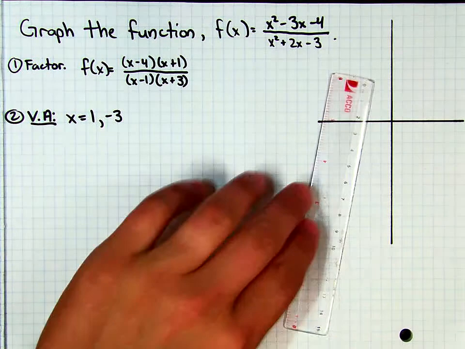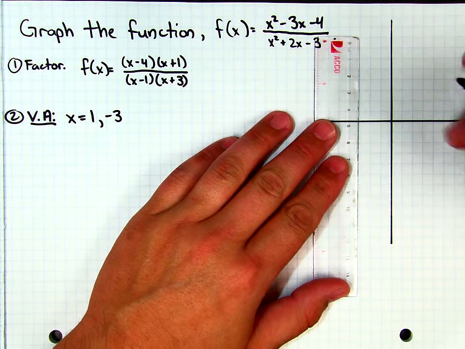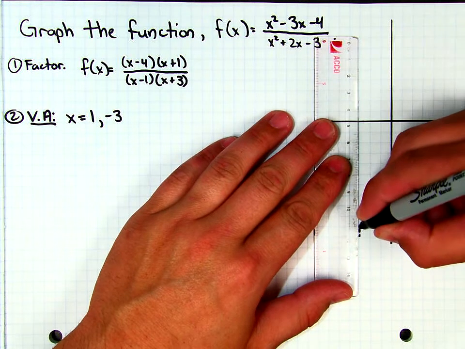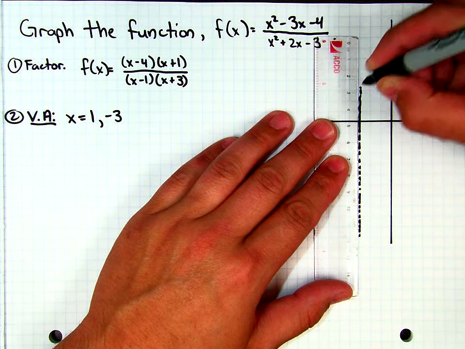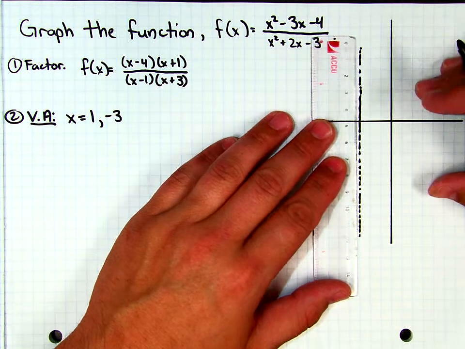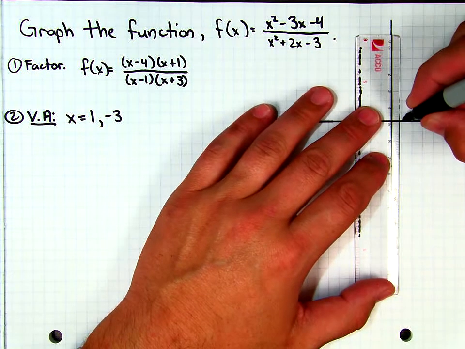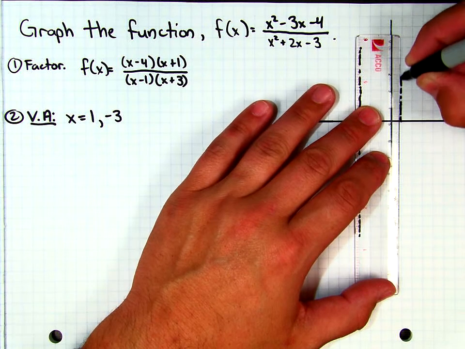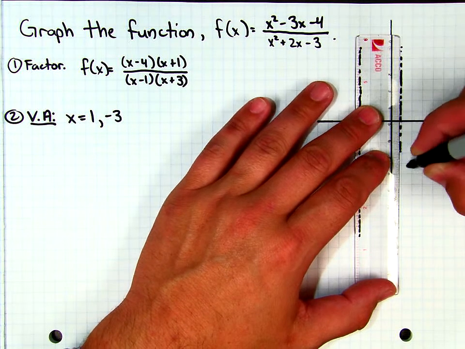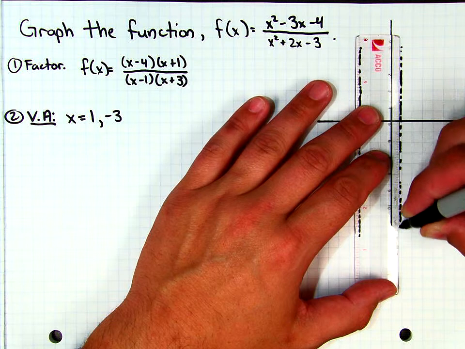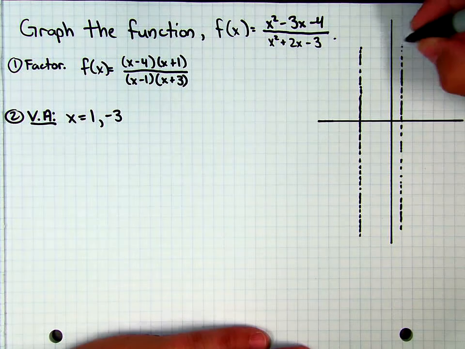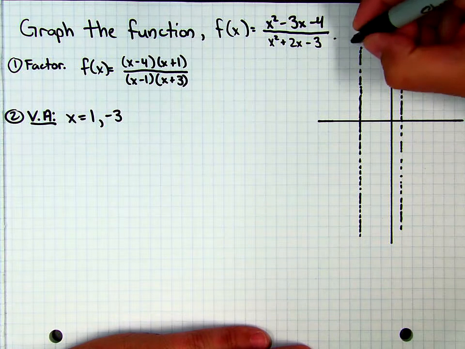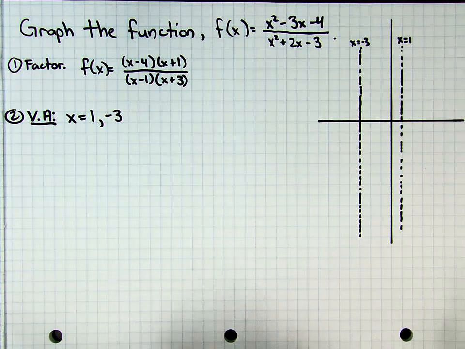Okay, I'm going to plot these right away so I don't forget. There's negative 3, and positive 1. There's my vertical asymptotes. Dashed lines, I'm going to label them. This one's x equals 1, x equals negative 3. So that's step 2, vertical asymptotes.